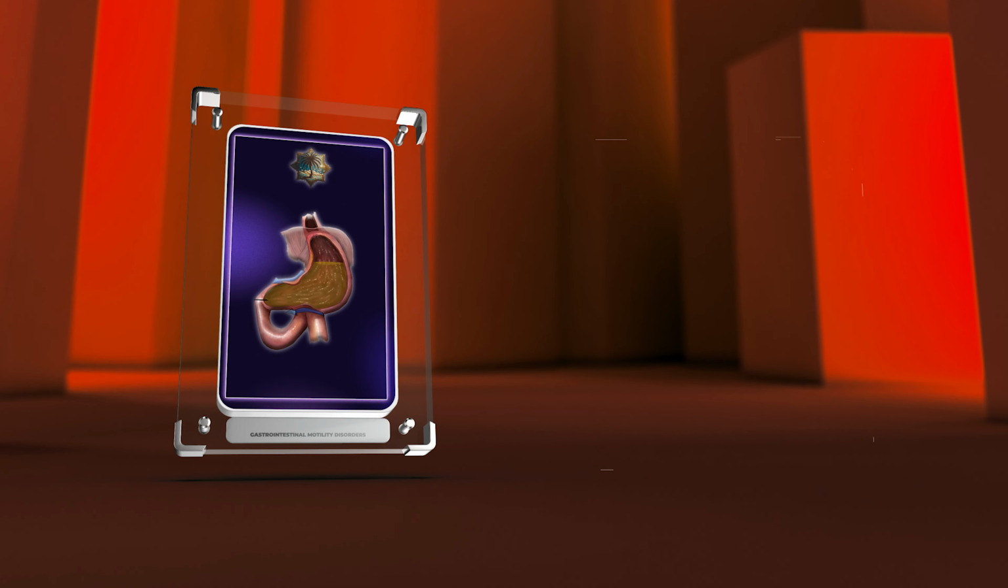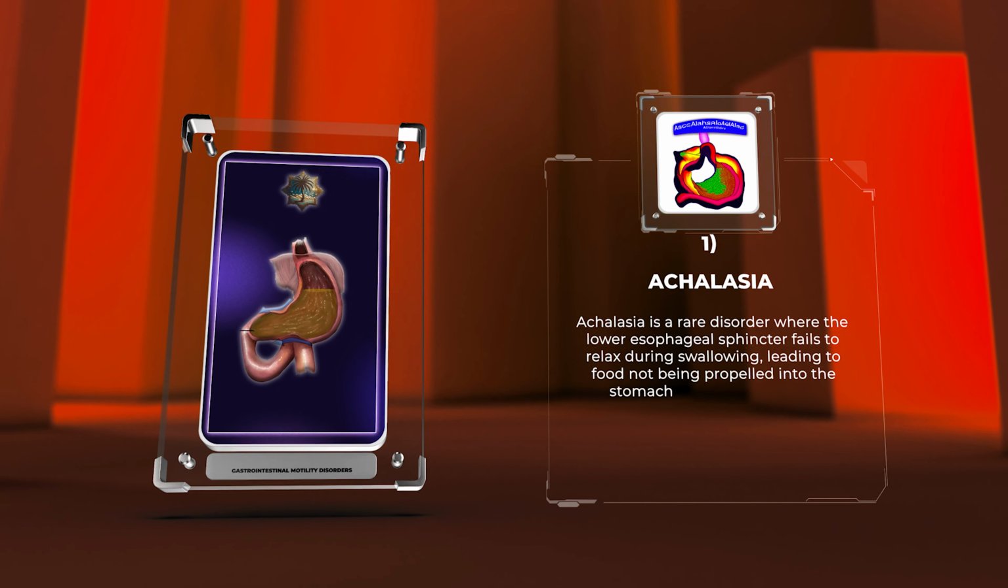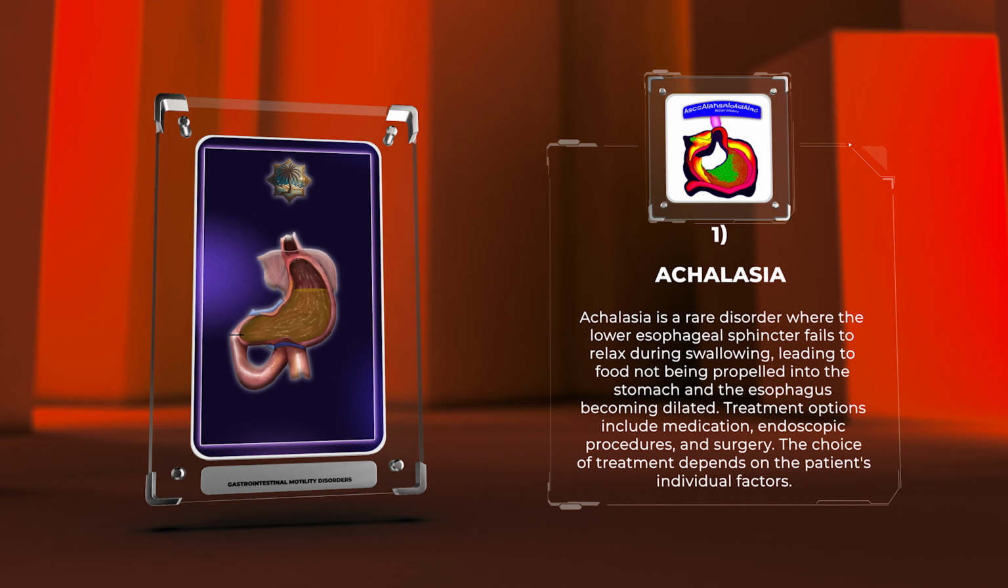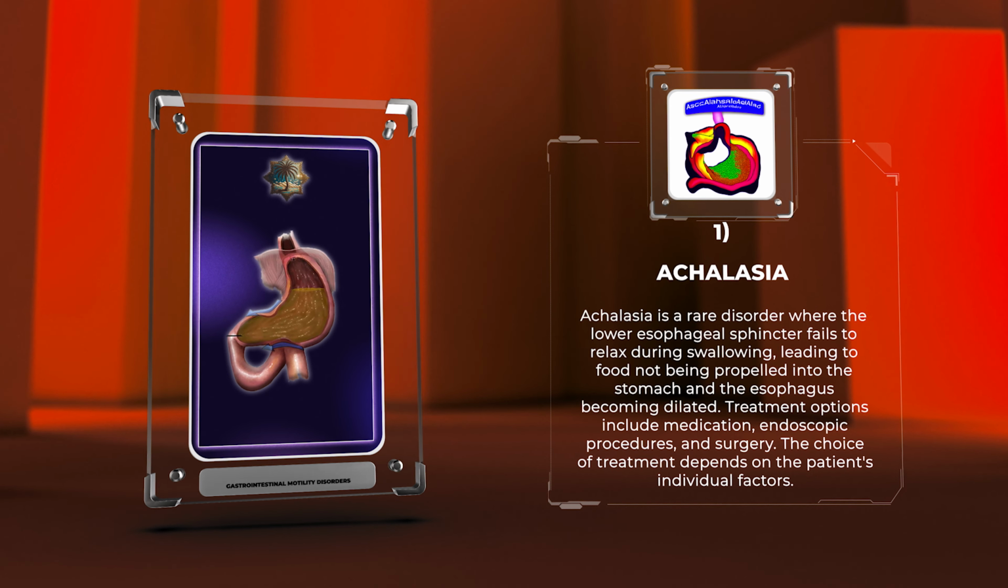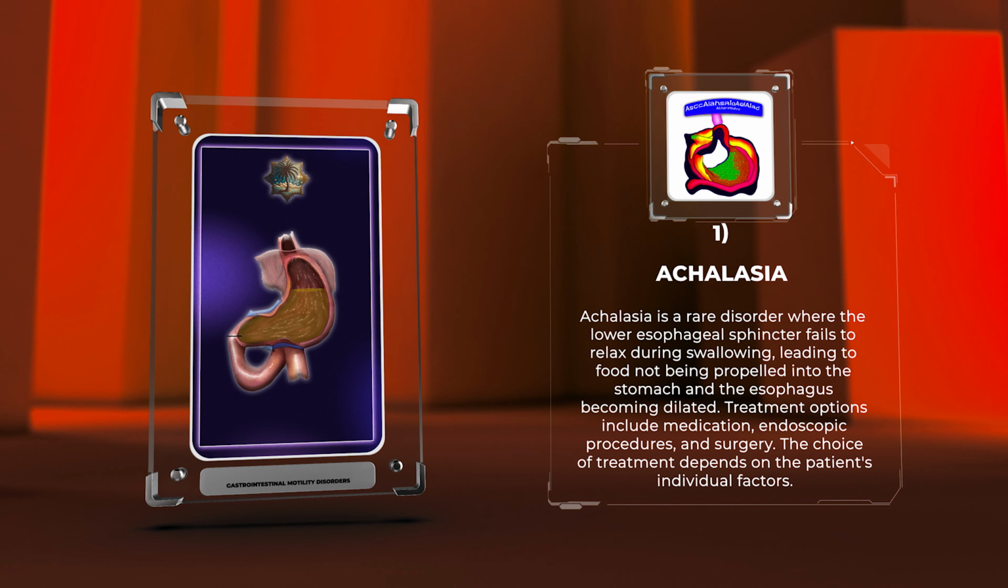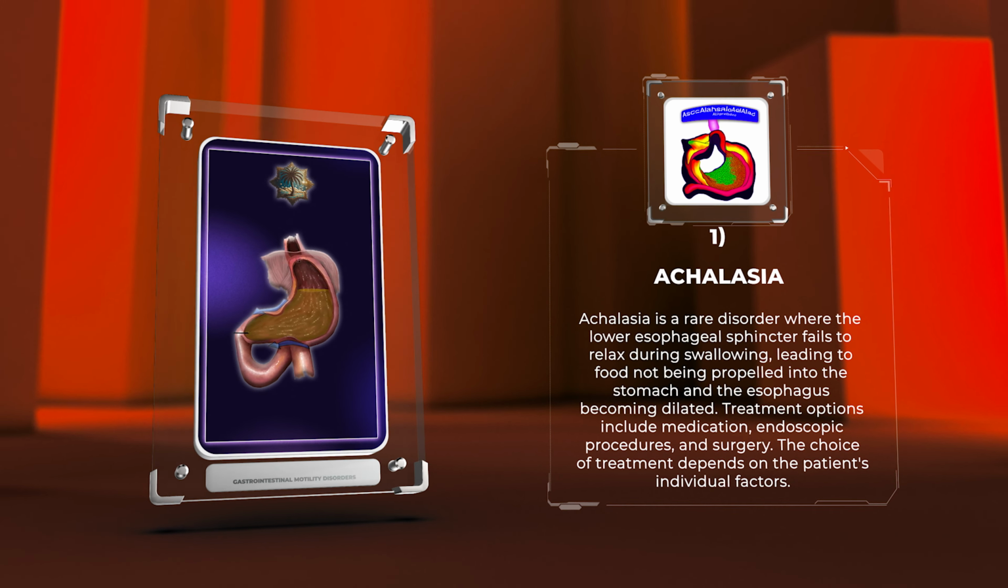Now, let's delve into the 12 distinct topics that we will cover throughout this script, starting with achalasia, pathophysiology and treatment. Achalasia is a rare disorder where the lower esophageal sphincter fails to relax during swallowing, leading to food not being propelled into the stomach and the esophagus becoming dilated. Treatment options include medication, endoscopic procedures, and surgery. The choice of treatment depends on the patient's individual factors.